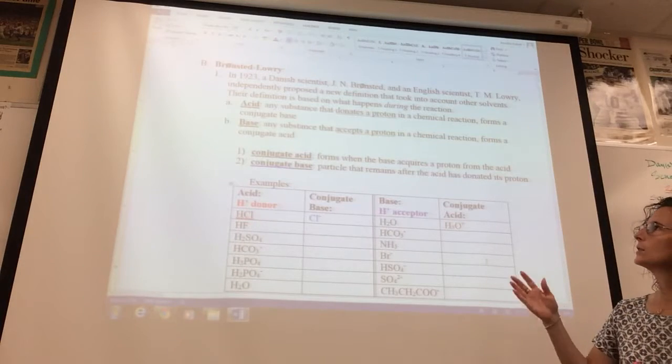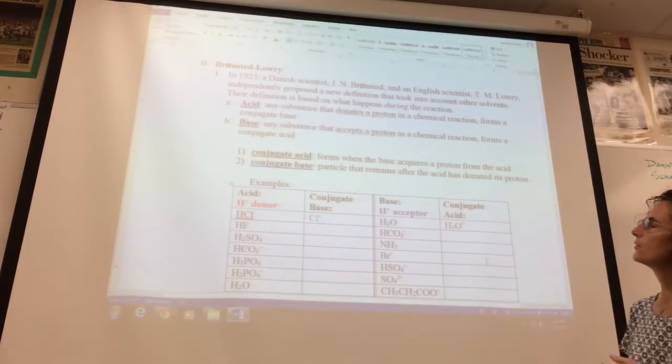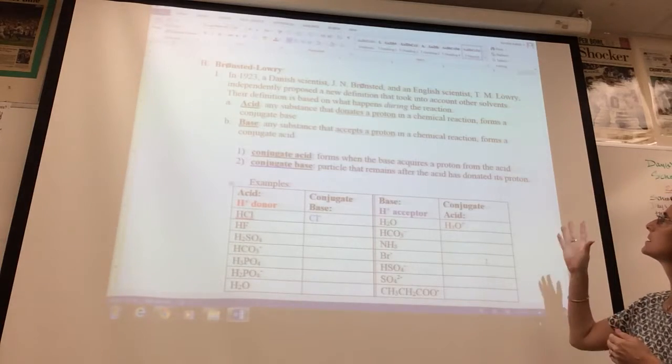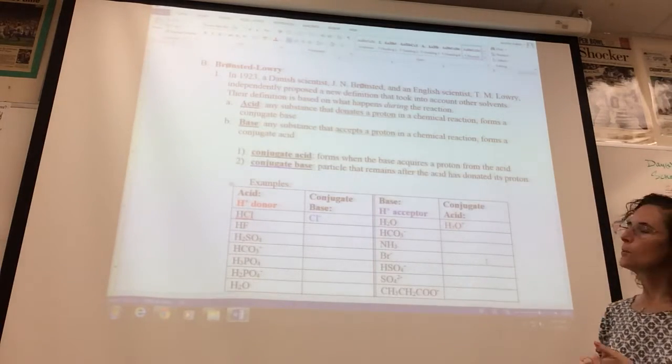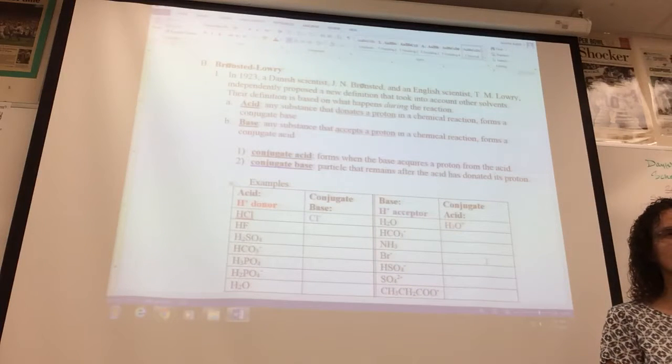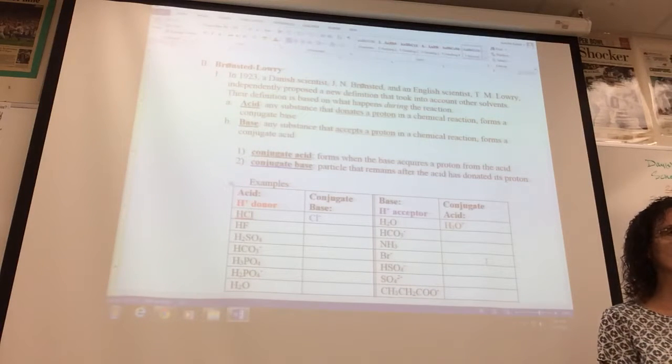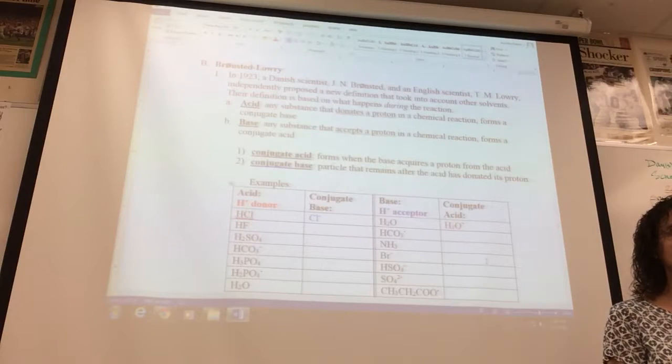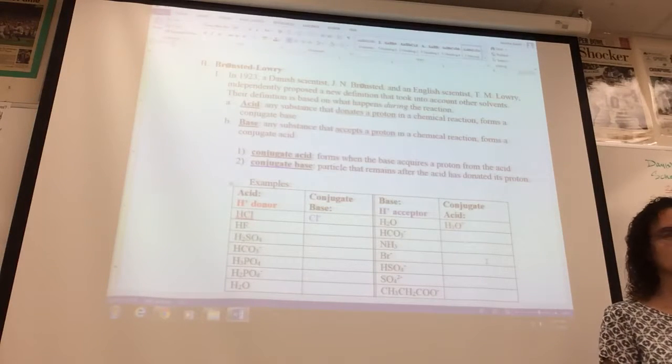A second definition is the Bronsted-Lowry definition, and two scientists working independently, Bronsted and Lowry, proposed a new definition because they felt that the solvent wouldn't always be water, so there had to be something else to consider when talking about acids and bases.